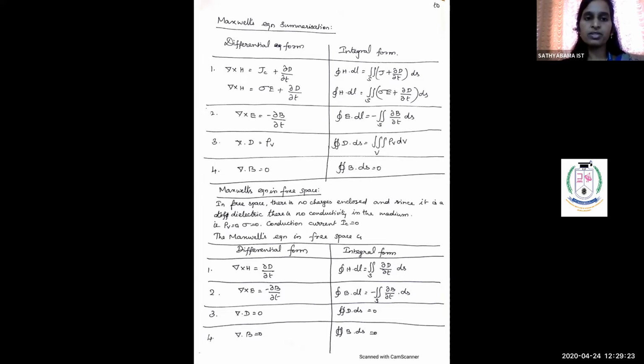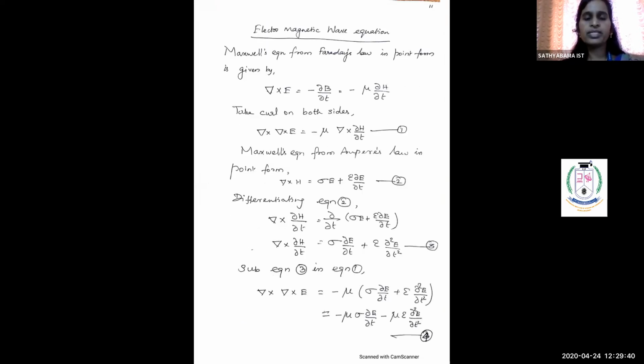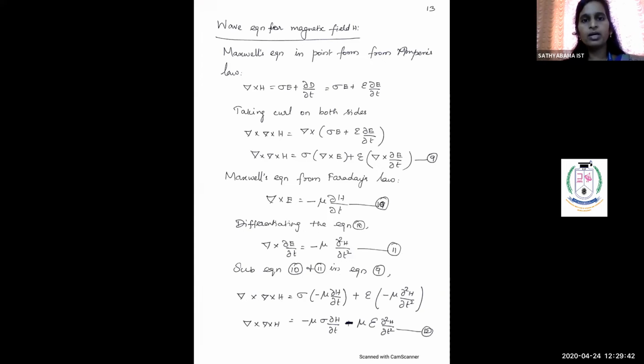What is our first equation? Del cross H is equal to sigma E plus dou D by dou T. Second equation is del cross E is equal to minus dou B by dou T. And the 4th equation is del dot B is equal to 0. That is our Maxwell's equations in differential form that we are taking, and we are going to use them. Now let's start with Maxwell's equation for magnetic field.